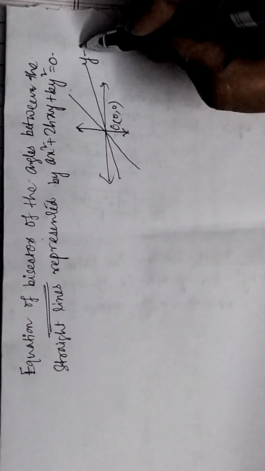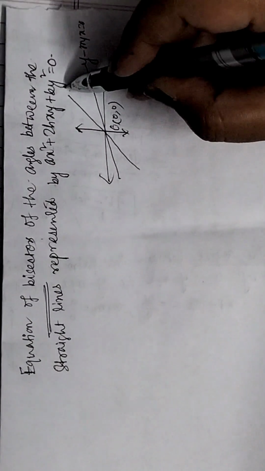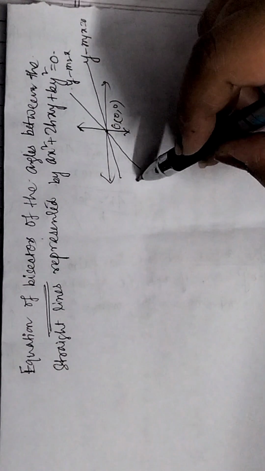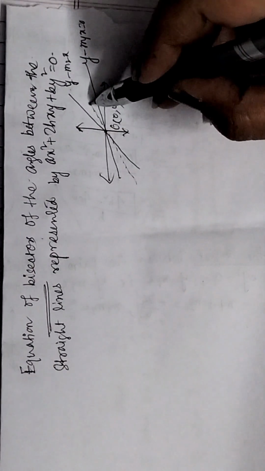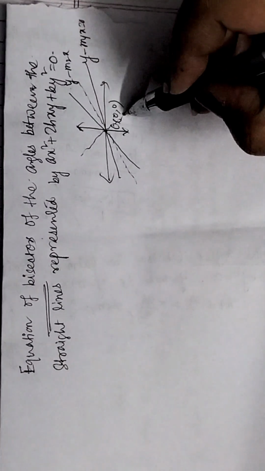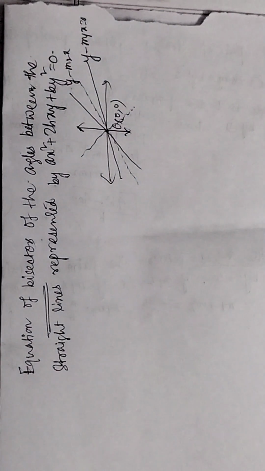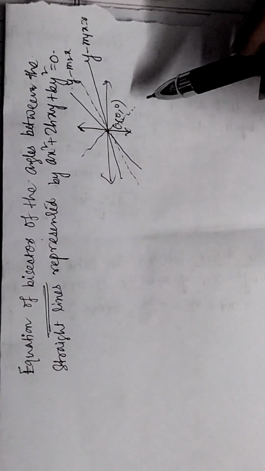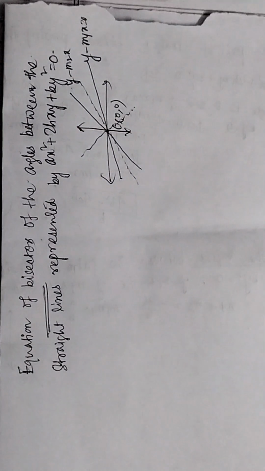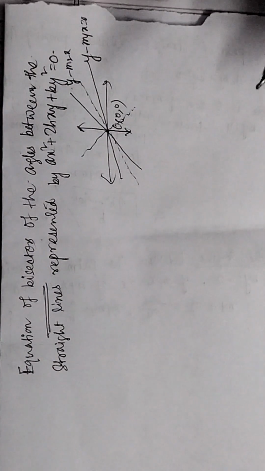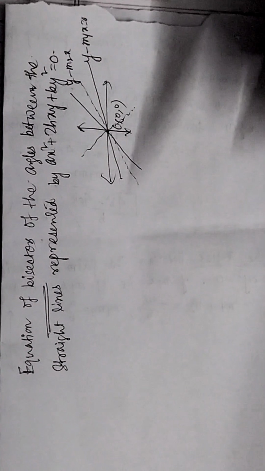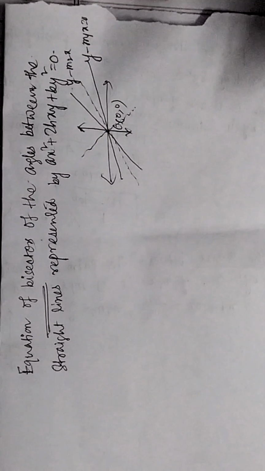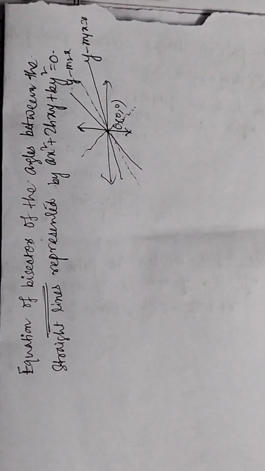Suppose this one is y minus m1x equals to 0 and this one is y minus m2x equals to 0. So obviously we can consider the bisectors of the angles between these two pair of lines. Okay students, and make sure that these bisectors will also be the pair of lines. And what is meant by bisectors? Bisectors is nothing but the locus of the point. I repeat, the locus of the point which remains equidistant from both the lines, right?